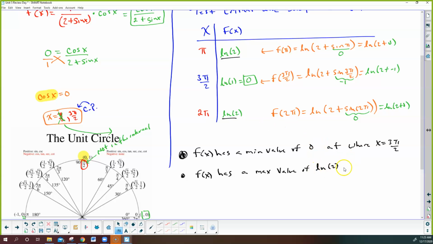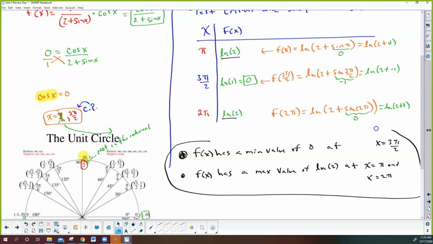So the max is ln of 2, and then where? At, I guess I don't need the word where here. We could just say at x equals 3 pi over 2, and then at pi and 2 pi. And there's my conclusion.